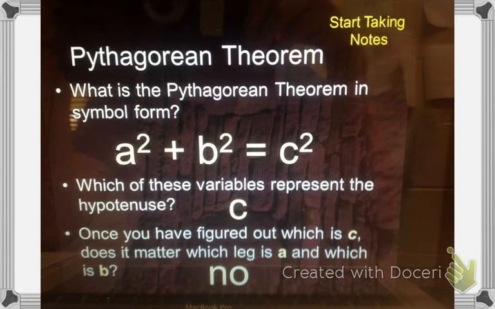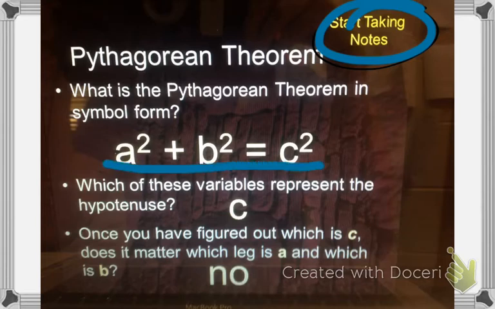Alright, so what we've got here is we're going to take some notes over Pythagorean theorem in our notebook. So, here is your very first slide. As you can see at the very top, it says start taking notes. Let's change my color a little. Start taking notes. Okay? So here we're going to take notes over Pythagorean theorem. What is Pythagorean theorem in symbol form? Well, that is given to you right here. A squared plus b squared equals c squared.